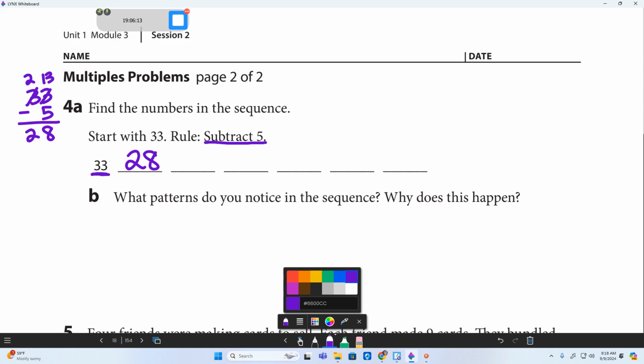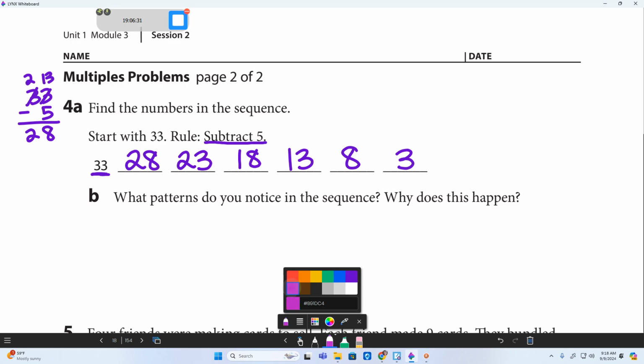All right, let's subtract 5 again. 28 minus 5 is 23. Minus 5 is 18. Minus 5 is 13. Minus 5 is 8. And minus 5 is 3.